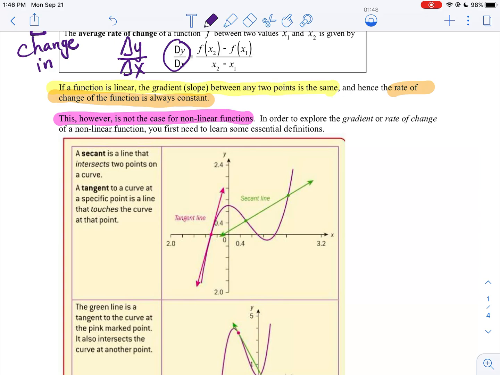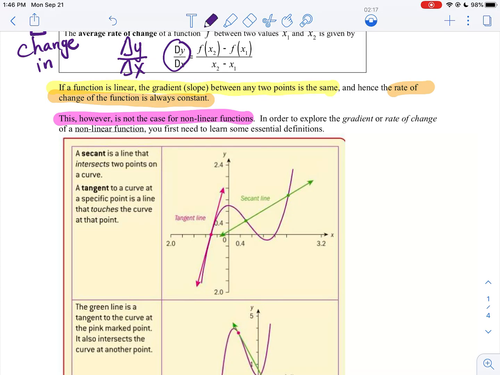Back from geometry, you had something called a secant line. So let me just use my little highlighter here. Do you see that? The little red flashing. There's your secant line. And a secant line is a line that intersects 2 points of a curve. So the green is a secant line. A tangent to a curve is at a specific point. It just touches the curve at 1 point.